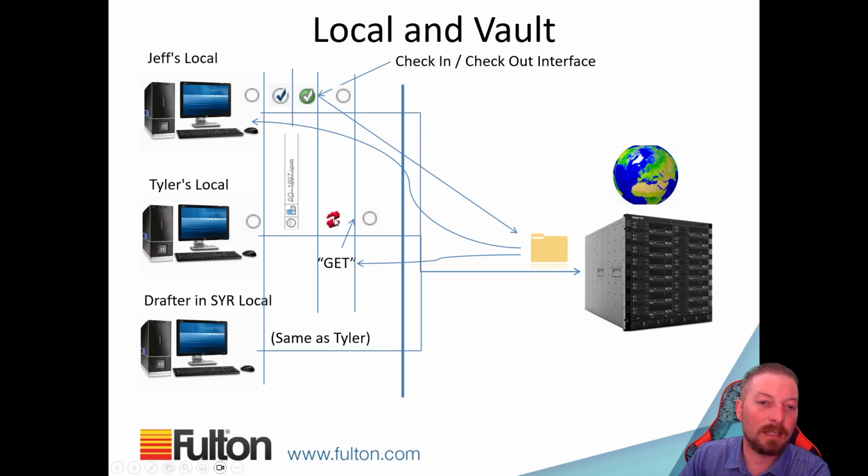In that case, then I get the red arrows. So he sees white circle here because he's checked in, his locals match the Vault. And then once I get that file, now I'm matched up as well. So hopefully that makes sense.